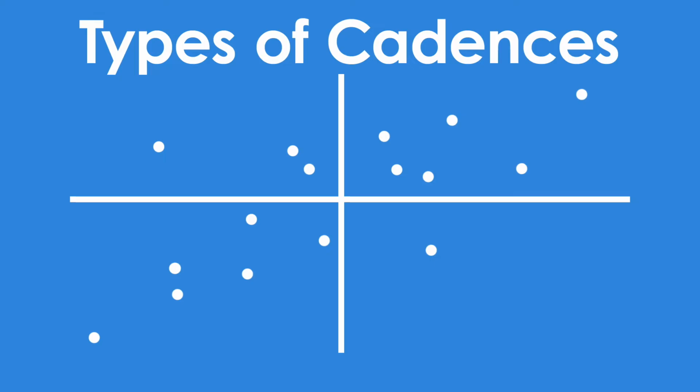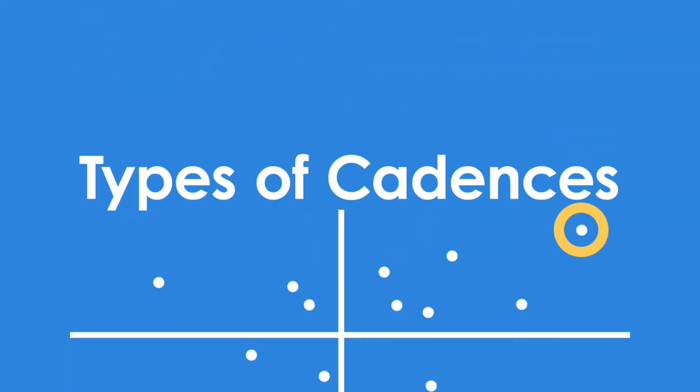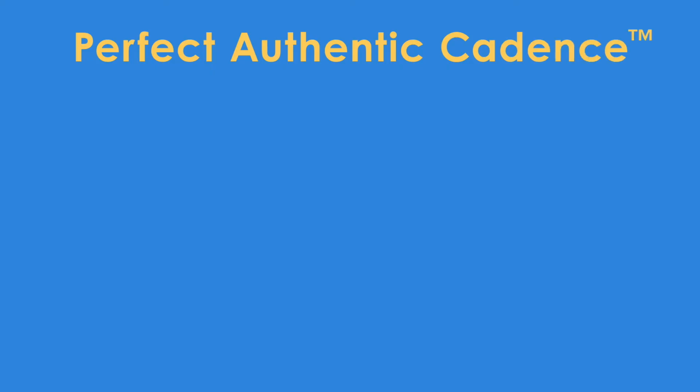Now, there are many different types of cadences. Some sound solid and firm, while others sound fragile and tentative. Today we're going to look at the most solid sounding cadence in Western classical music. The perfect authentic cadence. The perfect authentic cadence has 3 parts.